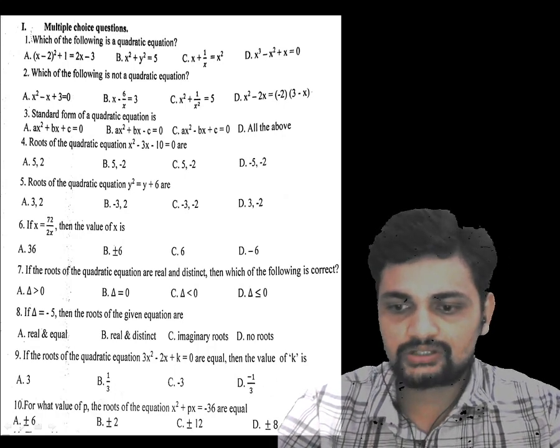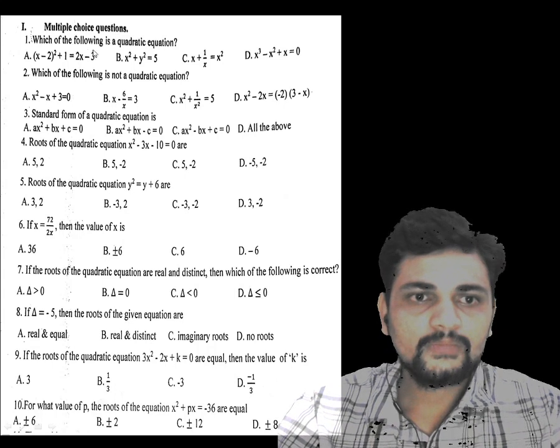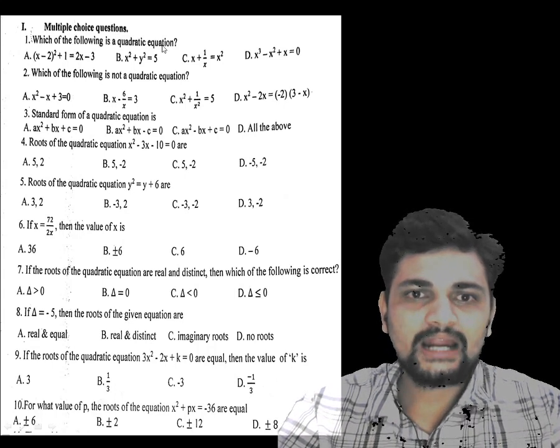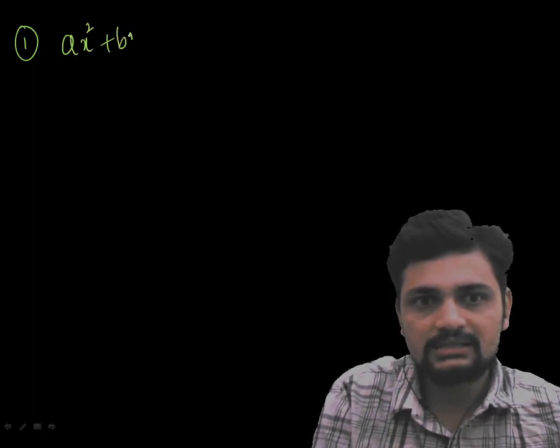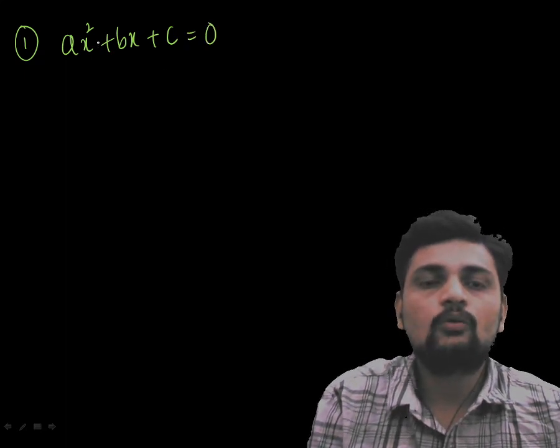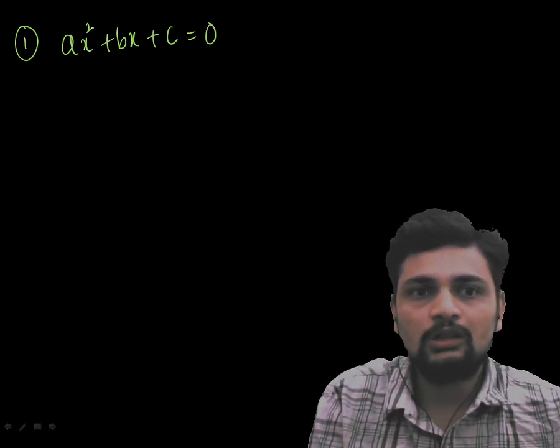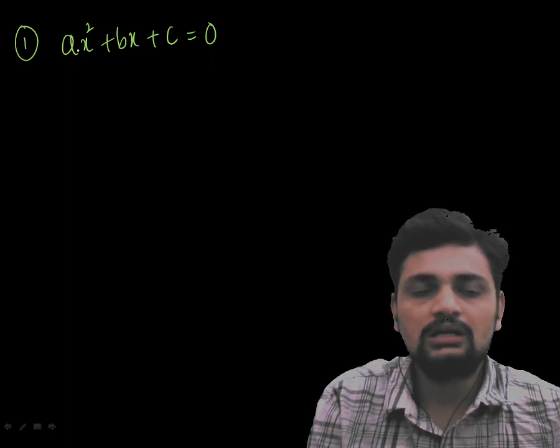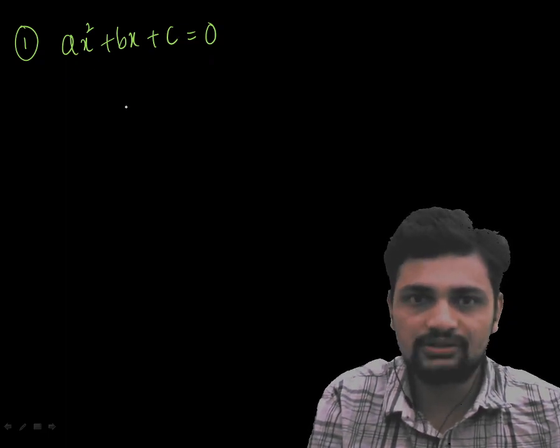So we have a first question here. Which of the following is a quadratic equation? First of all, we need to understand that the standard form of quadratic equation is ax square plus bx plus c equals 0. For a quadratic equation, the maximum power allowed is 2, along with the constants. A, B, C are the constants.